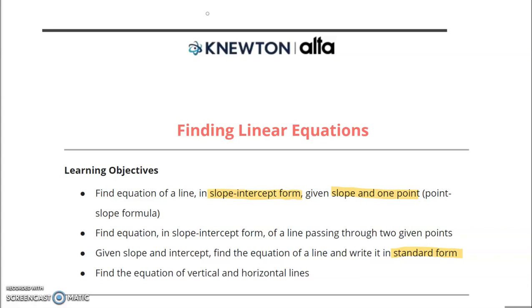And then we will also learn to find the equation of a line passing through given points. So given any 2 points, find the equation of a line. And then lastly, we will find the equation of a vertical and a horizontal line.